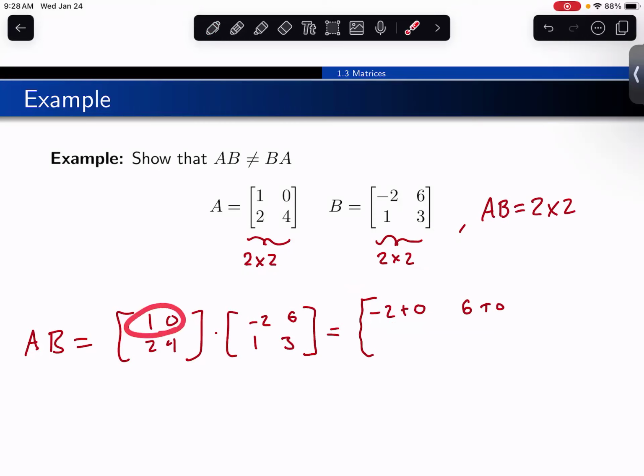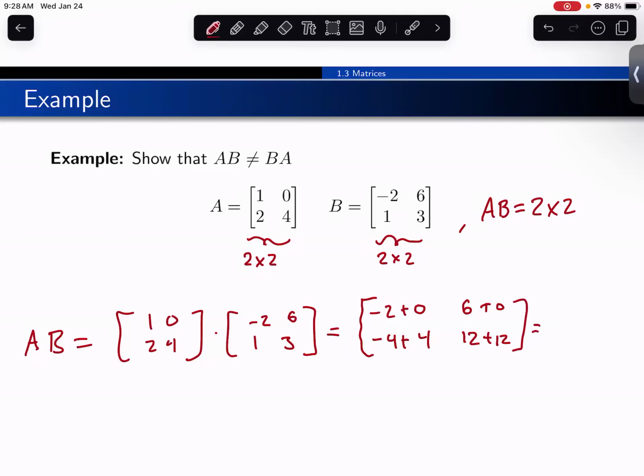Again, the first entry was the dot product of the first row and the first column. The second entry is the dot product of the first row with the second column. And then the entry 2, 1 in our new matrix is going to be the dot product of the second row with the first column. So that's going to be 2 times minus 2, which is minus 4, plus 4 times 1, which is equal to 4. And then the 2, 2 entry in our new matrix is going to be the dot product of the second row with the second column. So it's going to be 2 times 6, which is 12, plus 4 times 3, which is also equal to 12.